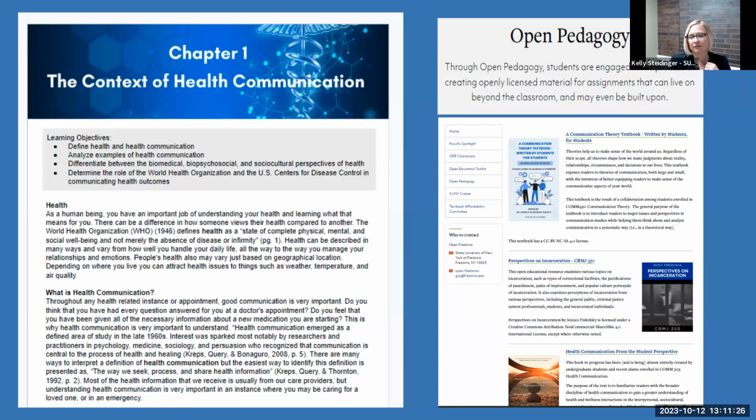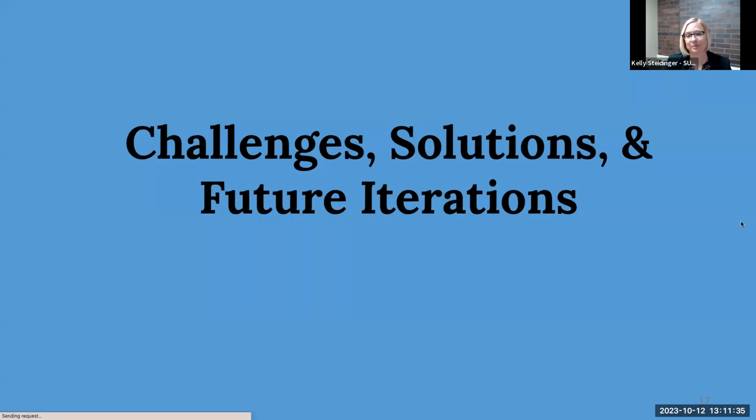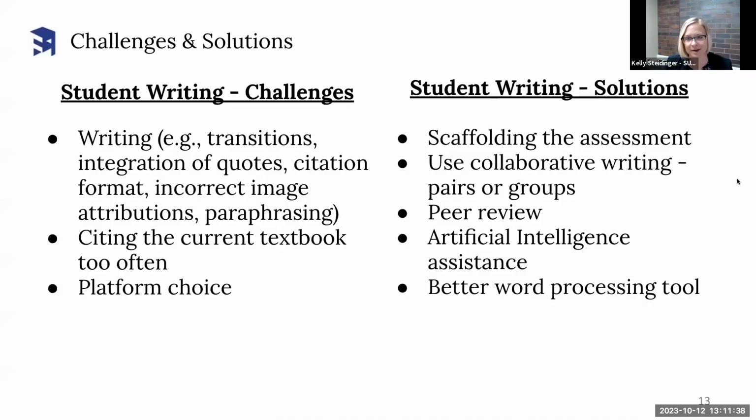So first of all, the big challenge that we saw after Angela and I collaborated was student writing. And even with 17 years of experience, there were a few things I had forgotten about that students need assistance with. And one of those was integration of quotes and transitions between concepts within their submission. So some of the solutions that we've devised is scaffolding the assessment, maybe putting them into collaborative writing groups, doing more peer review, and maybe artificial intelligence assistance.